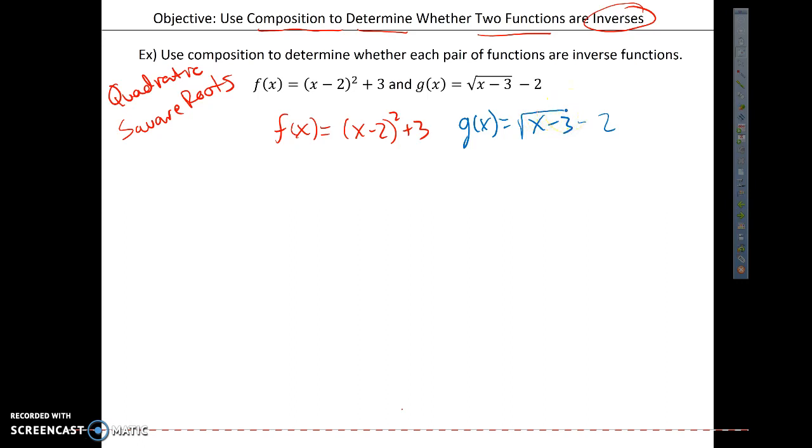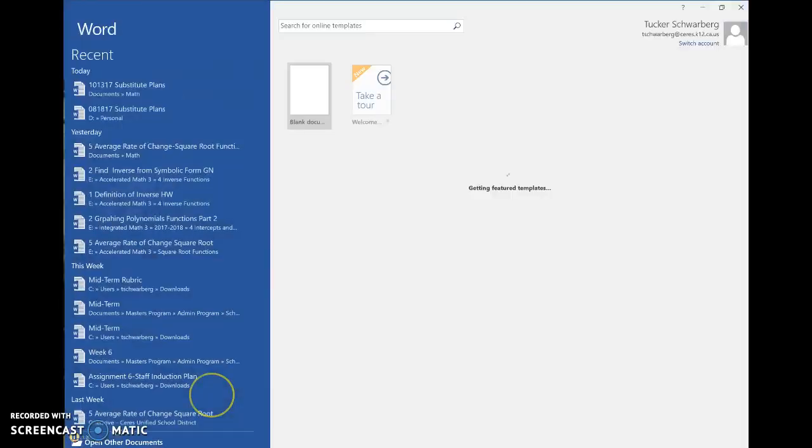Okay. So again, remember from our first video, the step that we have to first take is we have to see, is f of g of x equal to x? So what I'm going to do again is I'm going to take g of x and I'm going to plug it inside f of x.